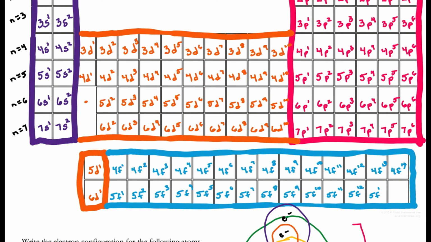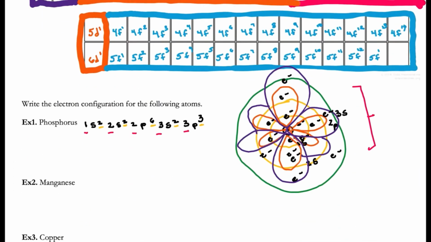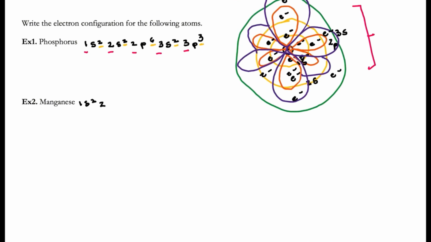So manganese is right here. So I'm going to read this out. I'm going to read it like a book again. So I'm going to start with 1s2, 2s2, 2p6, 3s2, 3p6, 4s2, and then 3d5. So I'm going to write that out now. Okay. I'm not even going to attempt to draw a diagram to show where those electrons are for that one.